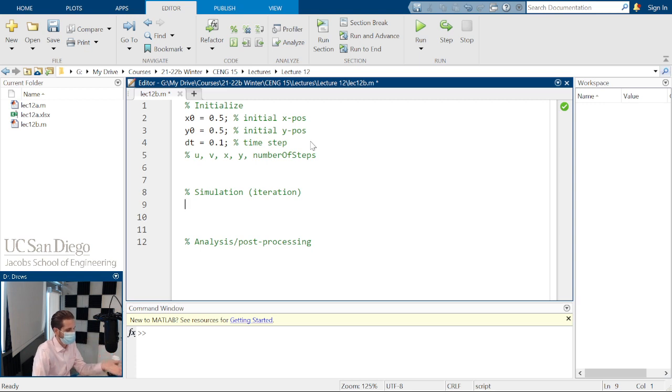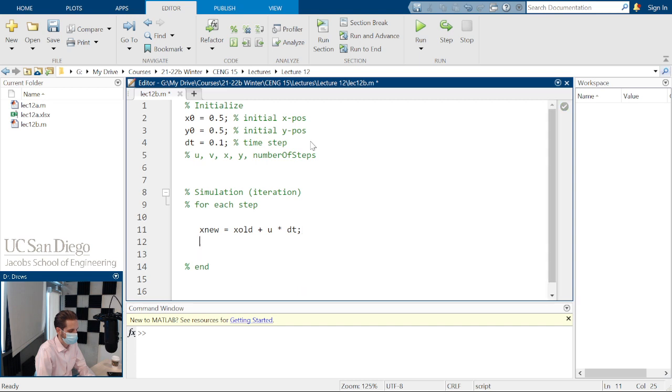Once we've got those initialized, then we have to come down here to our simulation, and that's going to look something like, for each step, something, something, something with an end at the end. And somewhere inside of that simulation, there's got to be something that looks like x new is equal to x old plus u times dt. And similarly, y new is equal to y old plus v times dt. So remember, these are Newton's laws, which I think is Newton's second, but I honestly never remembered any of the numbers, so I don't really know.